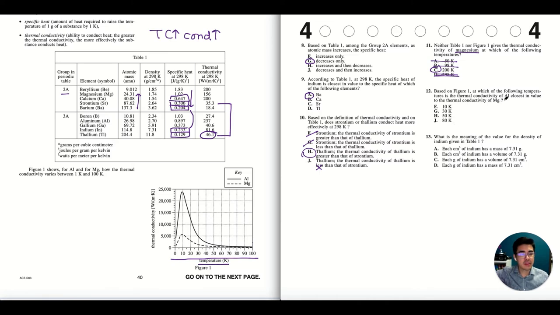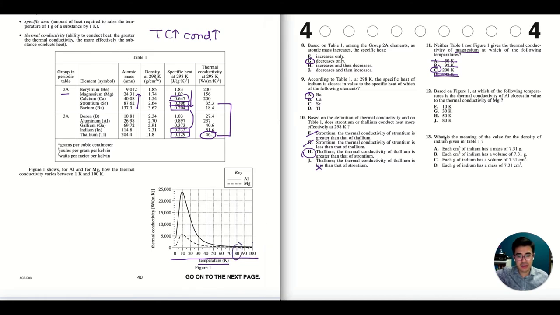Based on figure one, at which of the following temperatures is the thermal conductivity of Al closest to Mg? Al is the solid, Mg is the dotted one. When are they closest? At 10, no. Therefore, this is a part 30. Oh, they're just getting closer. So anything that's high, right? So this is 80. So yep, definitely going to be that one.